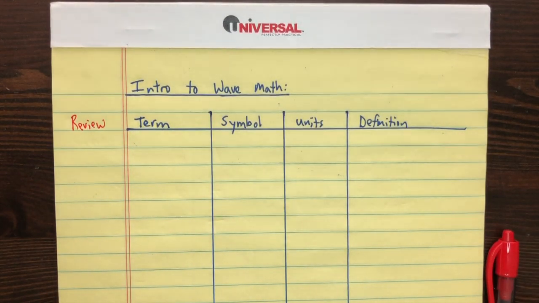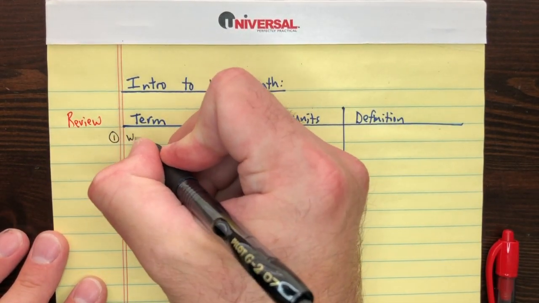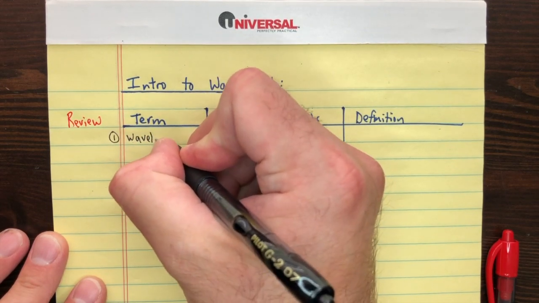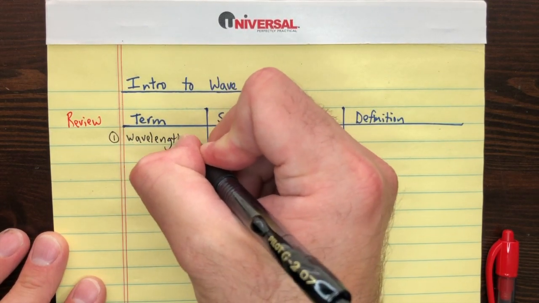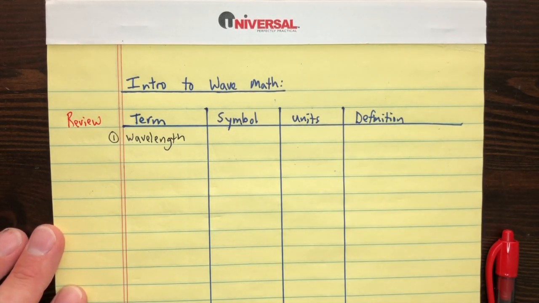So, all right, term number one, we're going to say is wavelength. All right, so take a moment, hit pause, try to do symbol, units, definition, and then when you feel like you got it, come on back.